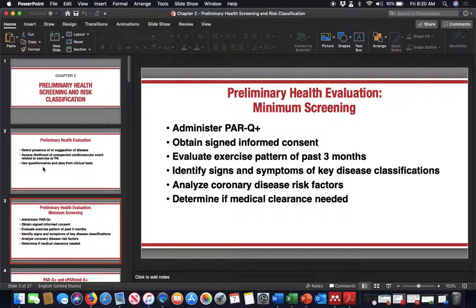Coronary disease risk as well. Is there anything indicating that there are any issues with the heart? Coronary disease, leading eventually to cardiovascular disease, and we all know what the outcome of that is. So that's where medical clearance is going to be needed, and you're going to have to figure out how risky this person would be if you were the only person supervising them.